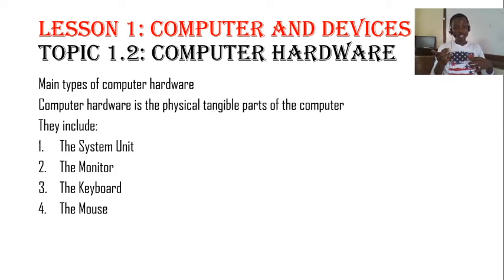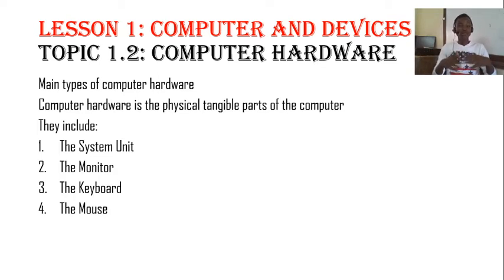Number one, we have the system unit. Number two, we have the monitor, which is the screen of your computer. We have the keyboard, which is the main input device for your computers. Then we have the mouse, which is the main pointing device, let me call it, for your computer. So those are the four major parts that we're going to be talking about.